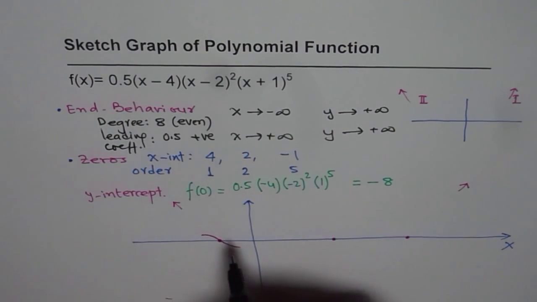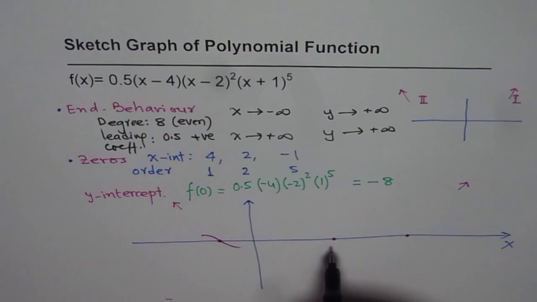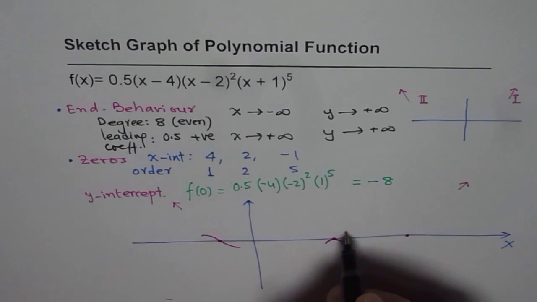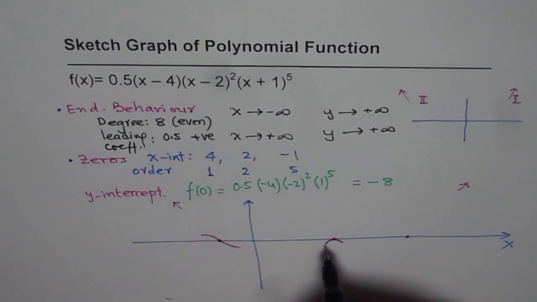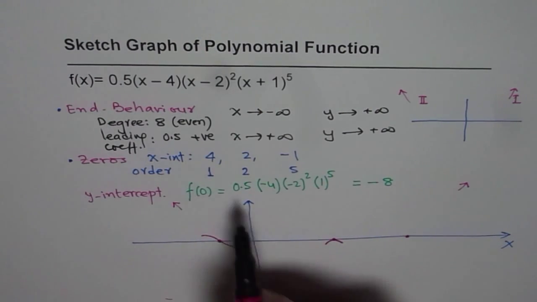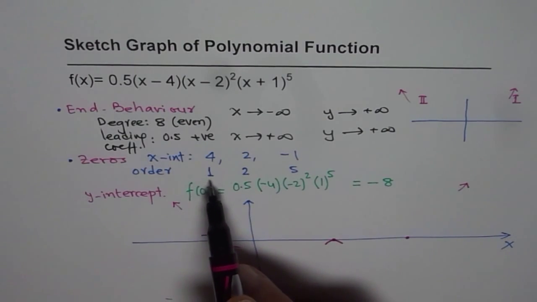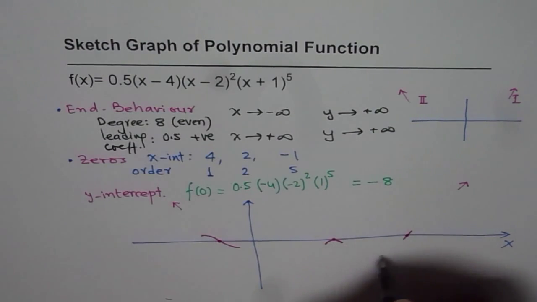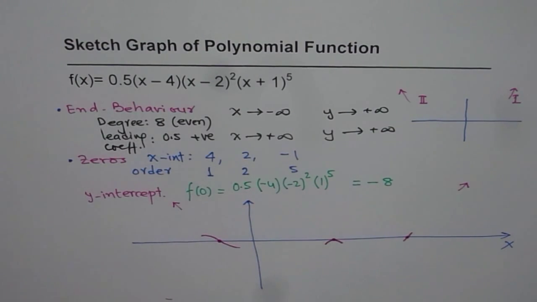You see that part. Now the next one is at 2 and the order is 2. That means it is going to turn, right? It is not going to cross the x-axis. The order is 2. So it will turn like the vertex of a parabola. And the third one at 4 is of order 1. It's a linear factor, x minus 4. So it will just cross. So that is the effect of the zeros. Do you see that? So the order of zeros dictates the behavior of the curve at the x-intercept. So that is the concept which is so important to learn.